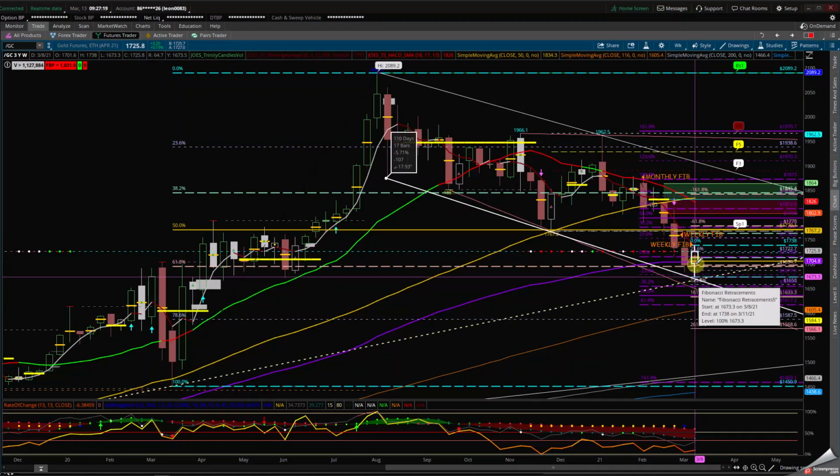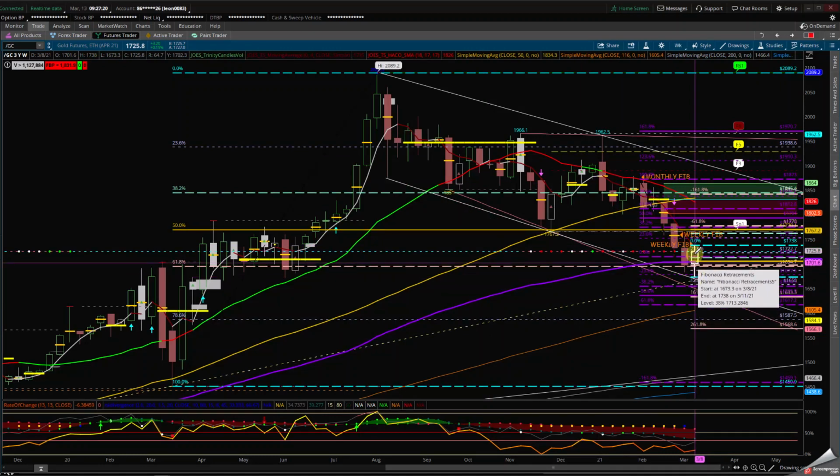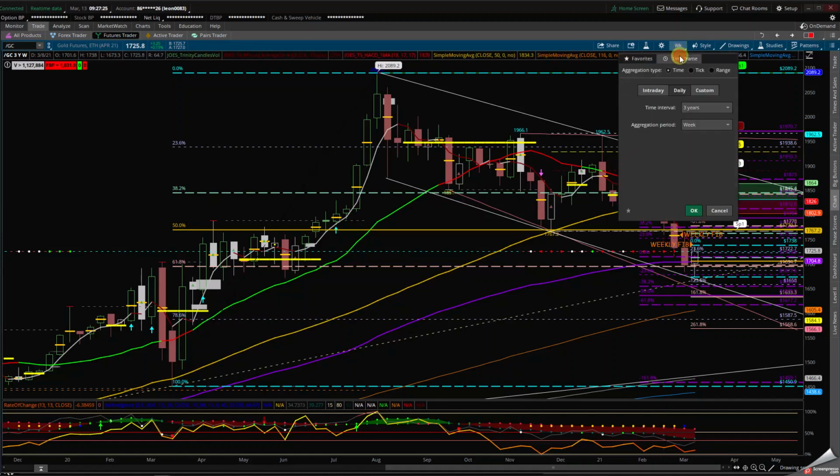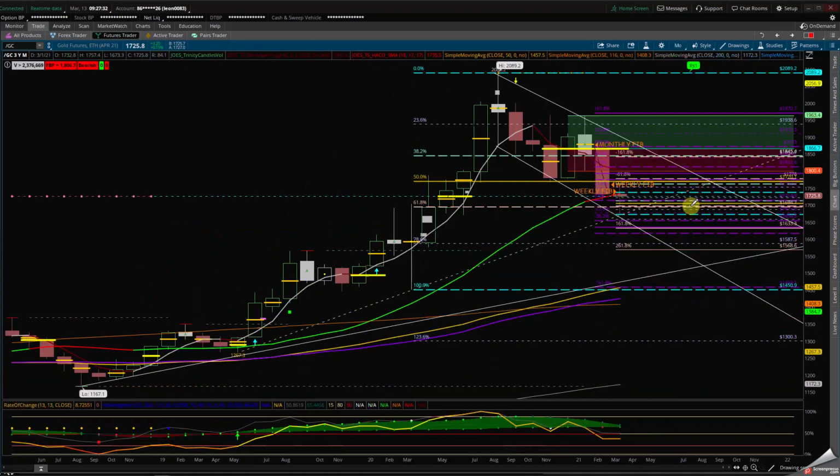If this channel is going to hold, and the weekly, it's got a hammer. I usually look for the monthly chart. What I'm going to do, go monthly to show you. Instead of saying 3-year, we're going to go monthly just to show you how the candle looks in relationship to what the market is doing.